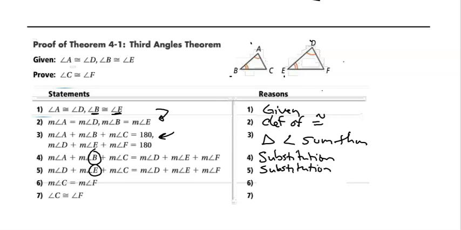And then what did they do? They erased an E from that side, or subtracted it from that side and subtracted it from that side. They subtracted the D and they subtracted the D. What tells you you're allowed to subtract the same thing on both sides? Subtraction property of equality. And then lastly, if they are equal, they are congruent. That's another definition of congruence.